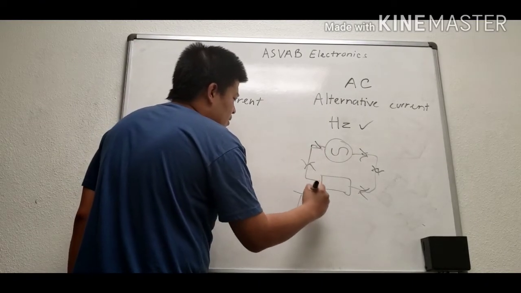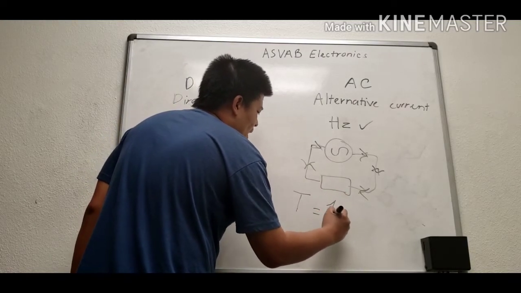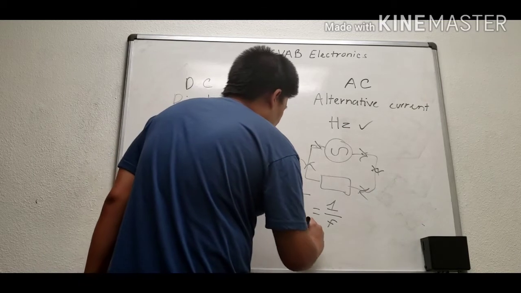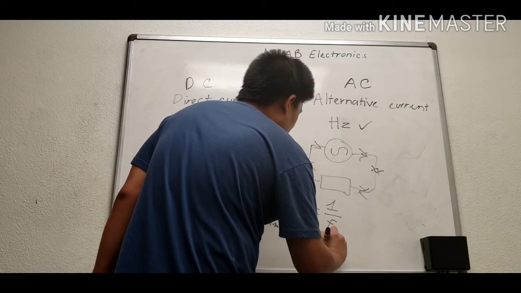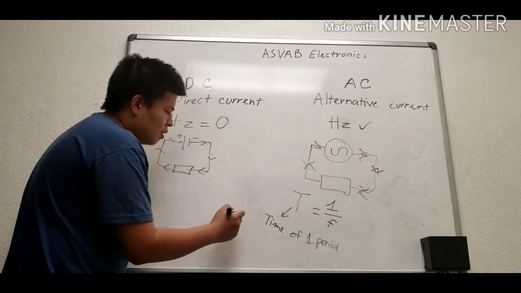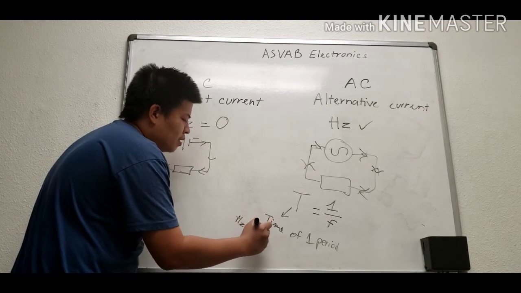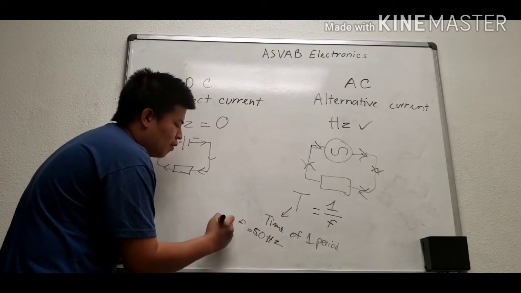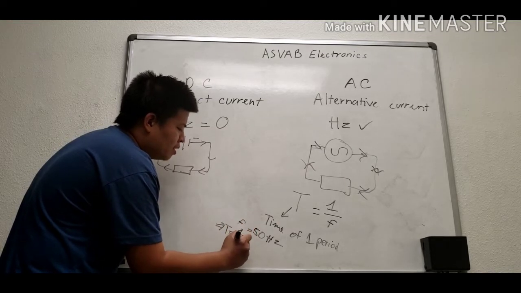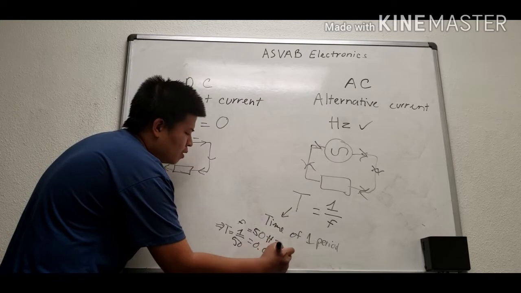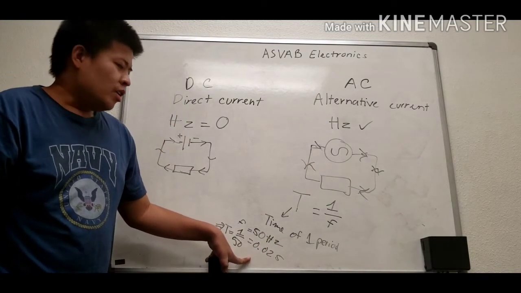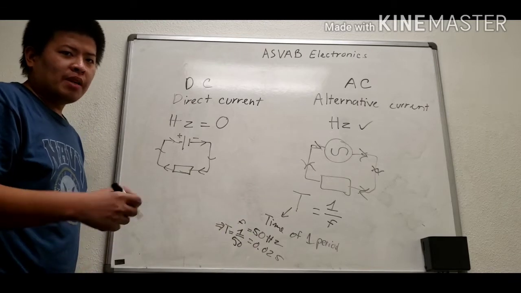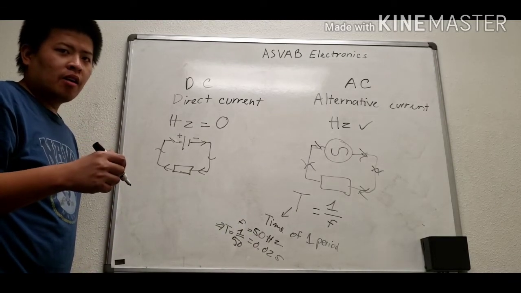Hertz is about T equal to 1 divided by F. T is the time of 1 period. For example, the frequency is 50 hertz. Therefore, T is 1/50. This is about 0.02 seconds. This means that in one period, they finish in only 0.02 seconds. And the hertz is how many times they change the current in 1 second.